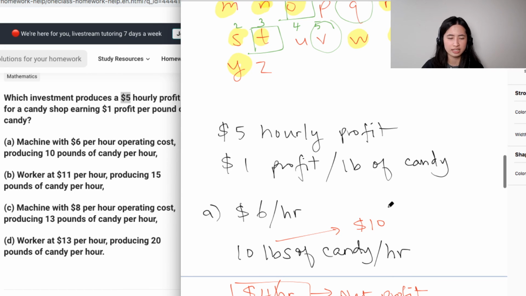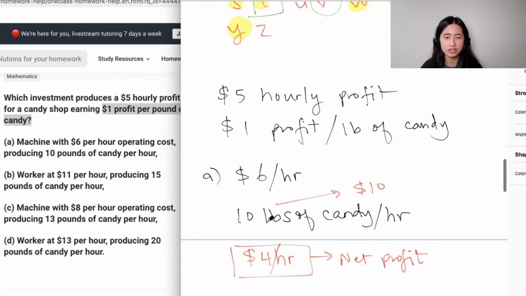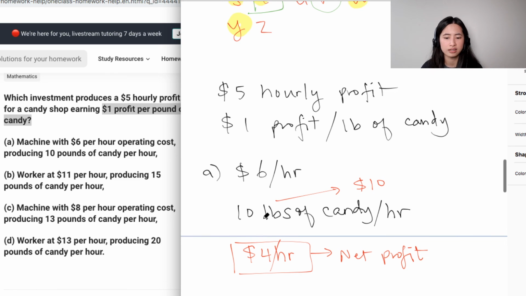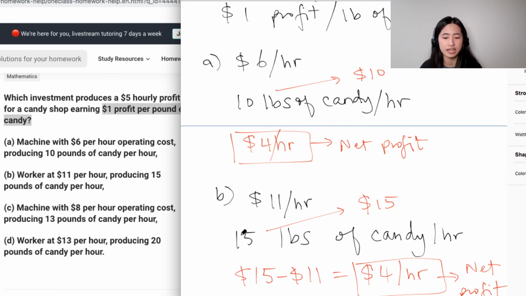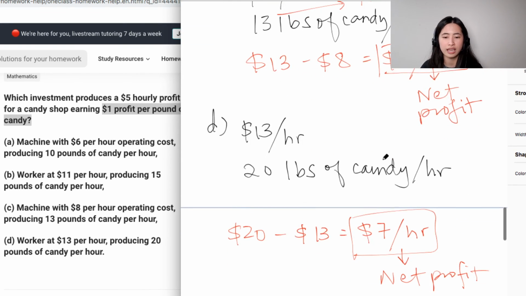And also, just so you're wondering, earlier I said this was 10 pounds of candy and this is $10, because the question says you're earning $1 profit per pound of candy. That's why I know that this is $10 and this is 10 pounds. So for every pound, if you have 10 pounds, you need to multiply that by $1, because it's a dollar profit per pound. That's why I get $10 every time I'm producing 10 pounds of candy. Makes sense? And this is 15 because it's 15 times 1. And for 13, that's 13 times 1. That's why it's $13, and for 20, that's why it's $20. Great.